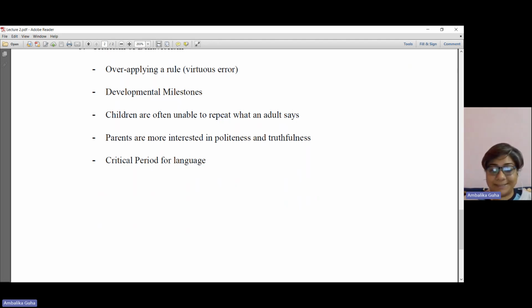So, with this, I would like to end today's session. In the next lecture, we have the innateness hypothesis, which is by Chomsky. And there we will also get more evidence of how the behaviorist theory of language acquisition fails.